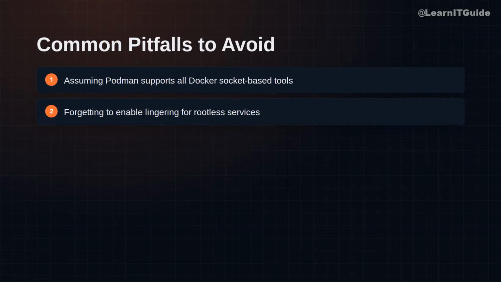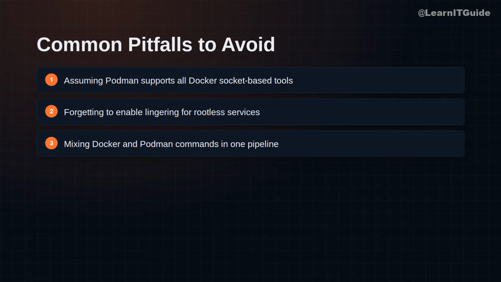Now for the mistakes. The biggest one is assuming all third-party tools that talk to the Docker socket will just work with Podman. They often do not. Second, failing to enable lingering for your user means your containers die when you log out. Third, never mix these two in a single script. It causes absolute chaos in your environment variables and state management.